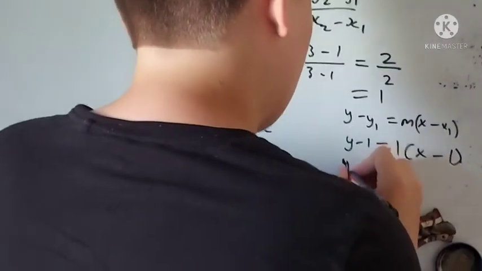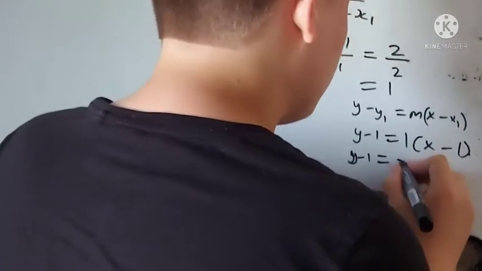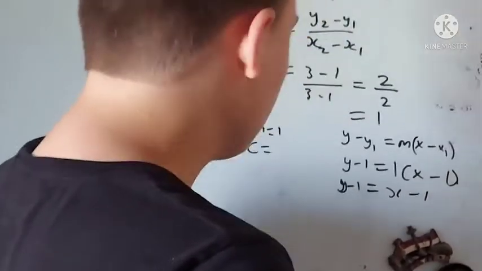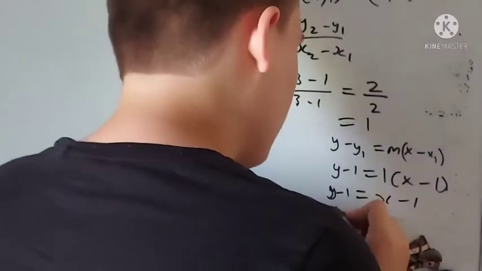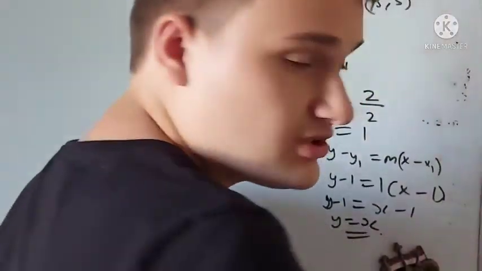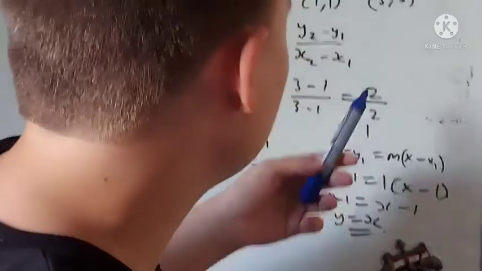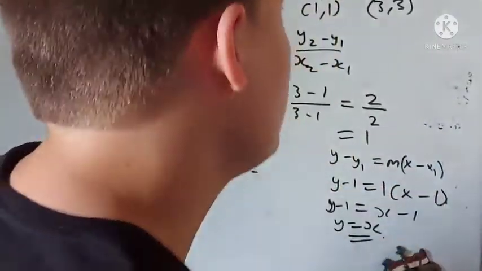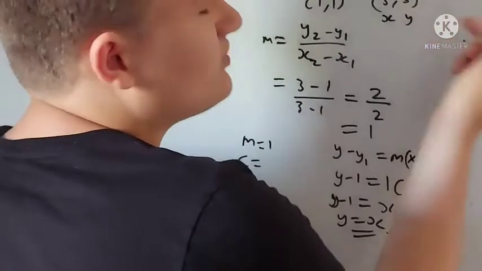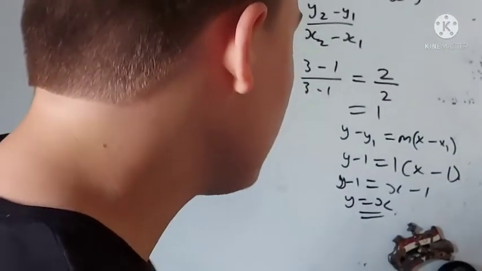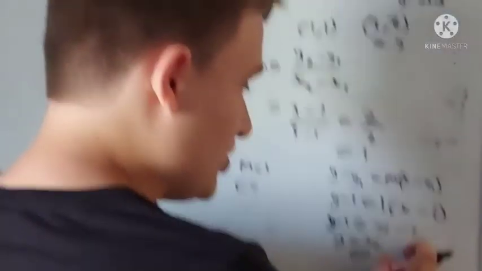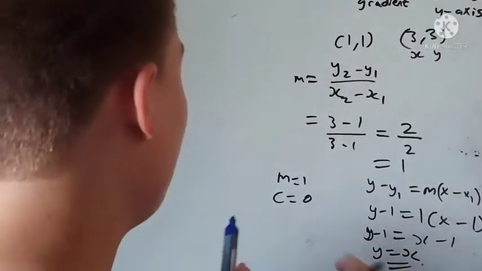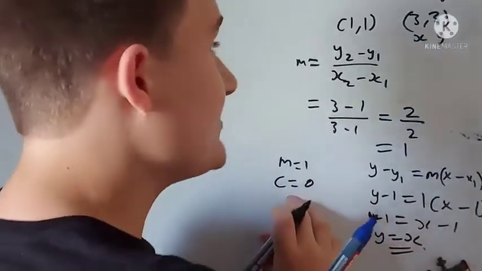So I've got y minus 1 equals 1 lots of x, so x, and then take 1 away. We can add the 1, so adding 1 to the minus 1 gives you 0. The 1s cancel, and I'm left with y equals x, which is precisely what you would expect, because whatever x is, y is also. x and y are the same, so we end up with y equals x. There's no c on the end, so I can put c as equal to 0. So we have y equals mx plus c, and we've done it with a basic option.